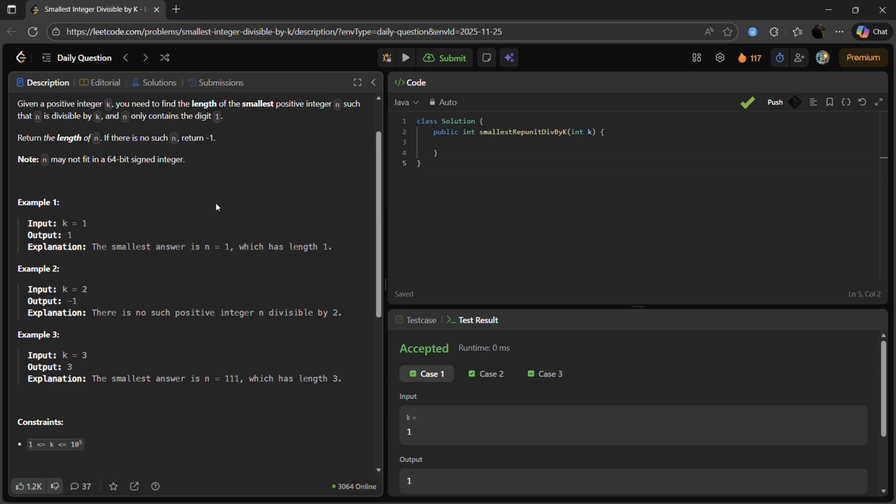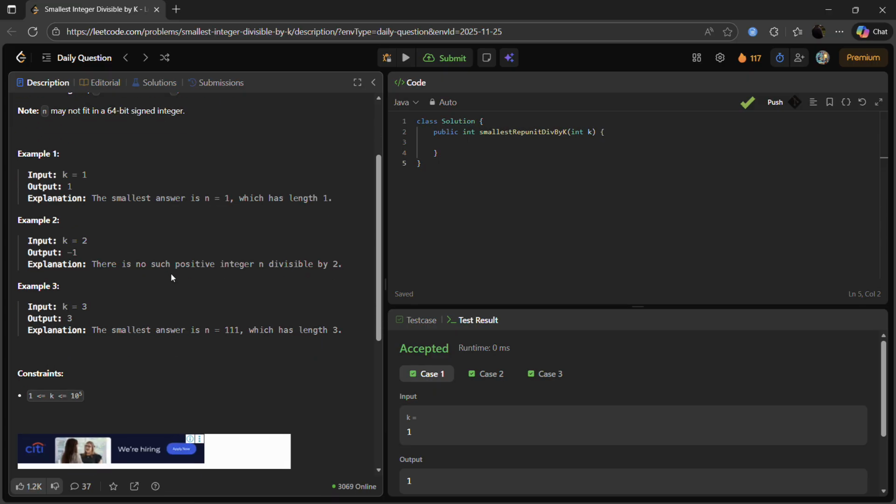So what they have given is a k, and what they are asking is to return the minimum length of the number which is divisible by k, and the number should contain only ones. So in this case the number given is k equal to 1, and the n which you have taken is 1. So 1 modulo 1 is equal to 0, which means 1 is divisible by 1, and the length of n is equal to 1. So that is what you have printed.